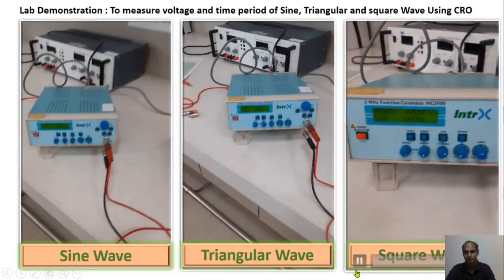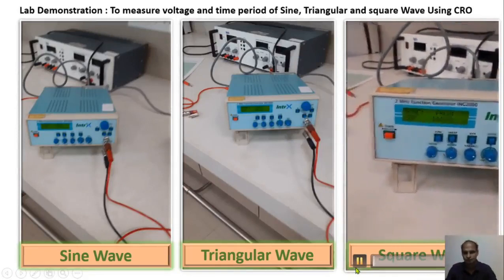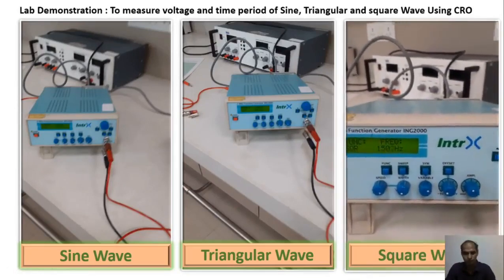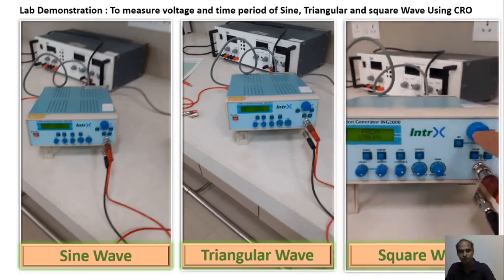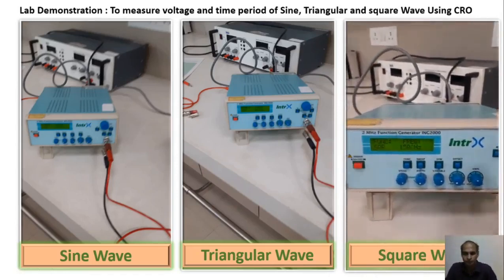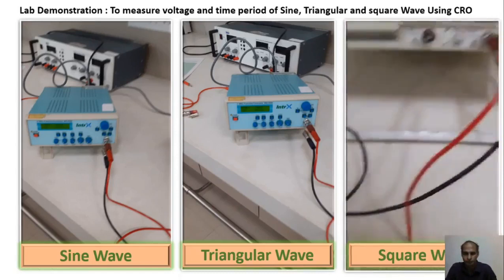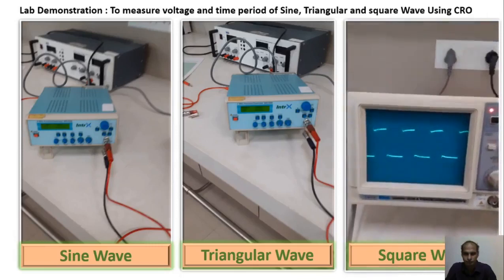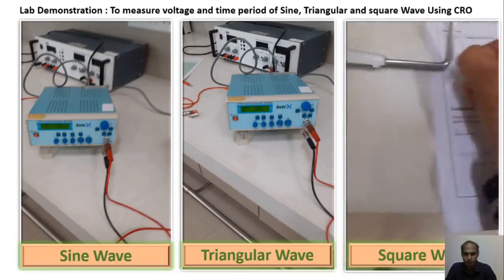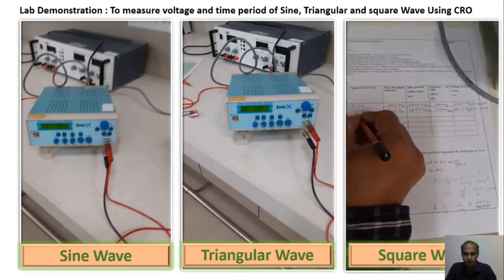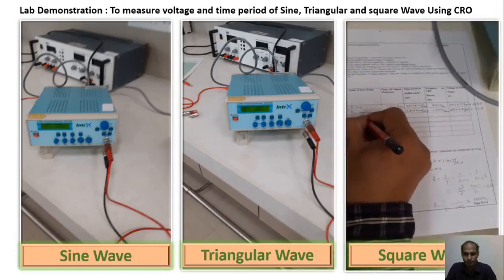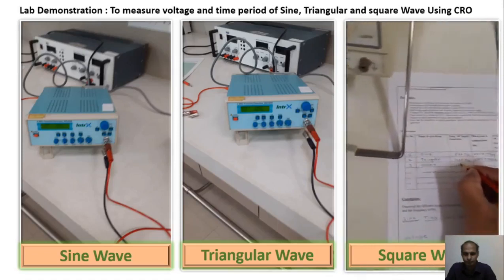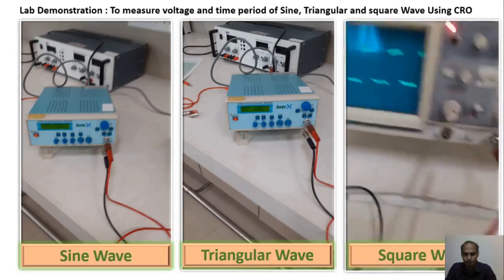Now the third function is the square wave. Here I have set the square wave frequency to 1500 Hertz, right? Using this knob, I change it to 1500 Hertz, and the signal is connected to the CRO using wires. Now we can calculate the time period for this third signal. The third signal is a square wave signal, for which we have set the frequency to 1500 Hertz.